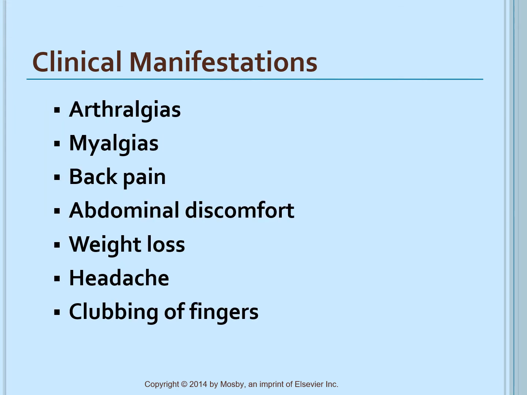Some other clinical manifestations that can be present are arthralgias or joint pain, myalgias, which is muscle pain, back pain, abdominal discomfort, weight loss, probably primarily from the anorexia, headache, and clubbing of fingers can occur.